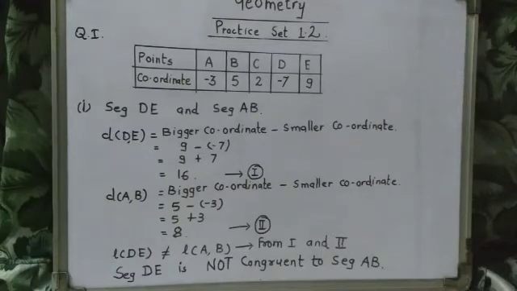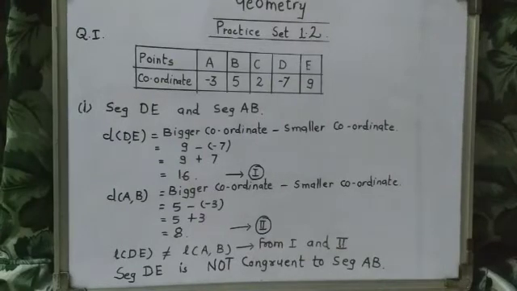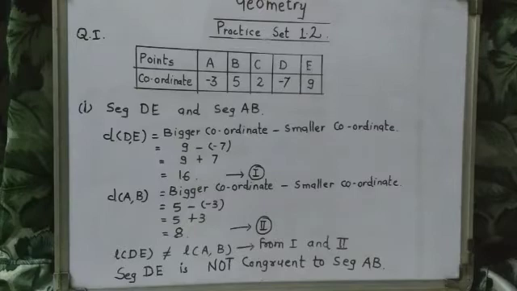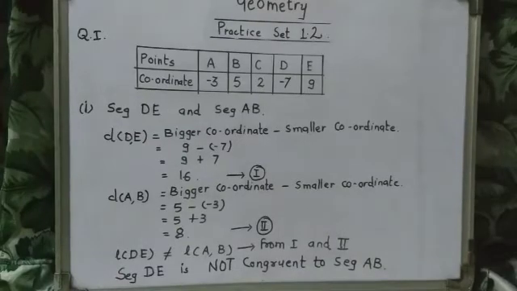Now let's come to distance AB. Again, bigger coordinate minus smaller coordinate. The coordinates of A and B are -3 and 5 respectively. So which is bigger? 5. Which is smaller? -3. Just substitute it into the formula: 5 minus -3. Again, -3 will be converted into +3 because outside of the bracket it is minus. So 5 plus 3, 8. That will be my number 2.